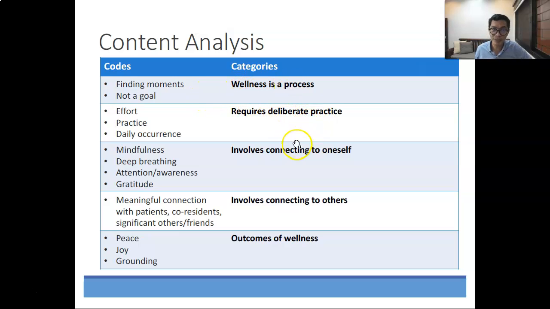So you have wellness is a process, requires deliberate practice based on these codes, and then involves connecting to oneself based on these codes, involves connecting to others, outcomes of wellness, and there. So that's how we apply content analysis approach for qualitative data.